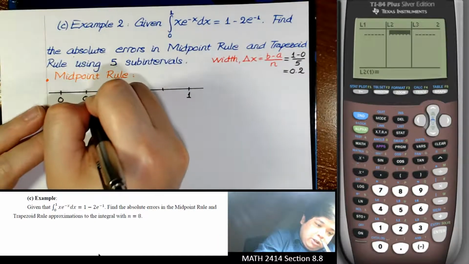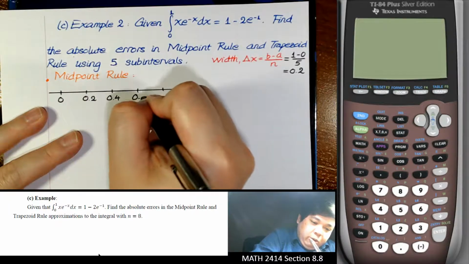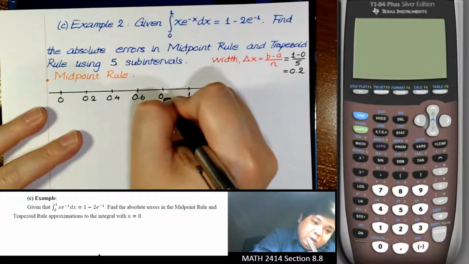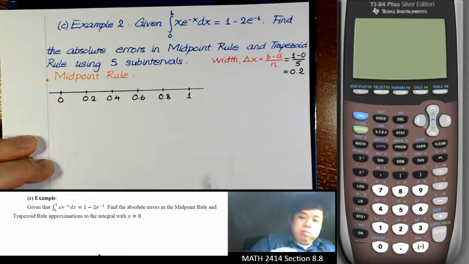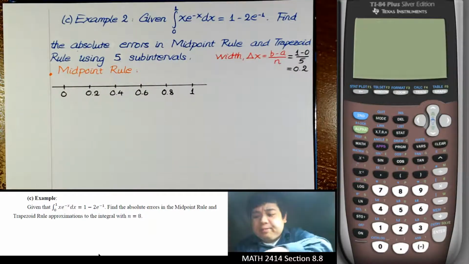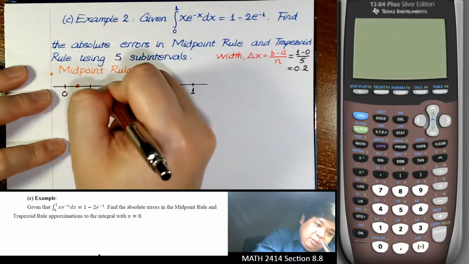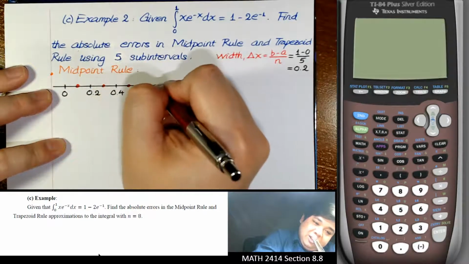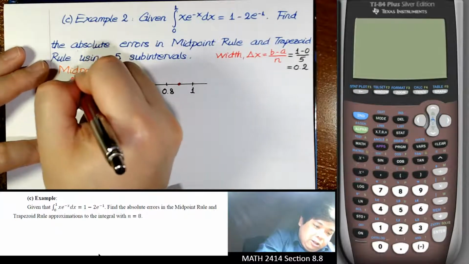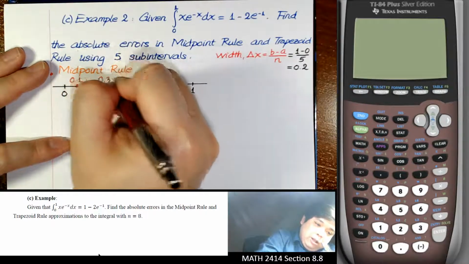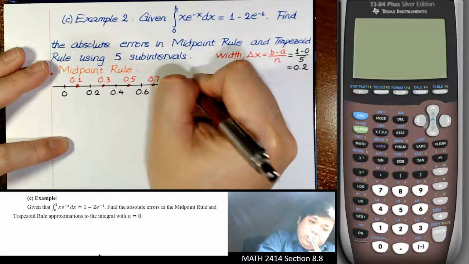So 0.2, increment 0.4, 0.6, and 0.8. Right, 5 subintervals. Therefore, we have those points, the sample points. Right, midpoints. The midpoints are 0.1, 0.3, 0.5, 0.7, and 0.9.